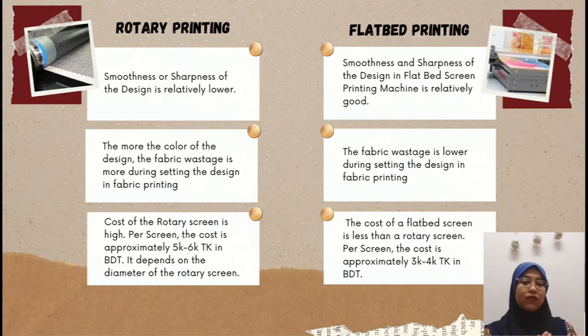So the first reason why flatbed printing is more successful than rotary printing is that the smoothness and sharpness of the design in flatbed is much higher than rotary printing. Second, the fabric wastage that occurs during the setting of the fabric for printing is much lower than rotary printing. And other than that, the cost of the flatbed screen is less than rotary printing, which is around 3 to 4K. For rotary printing, it's around 5 to 6K.